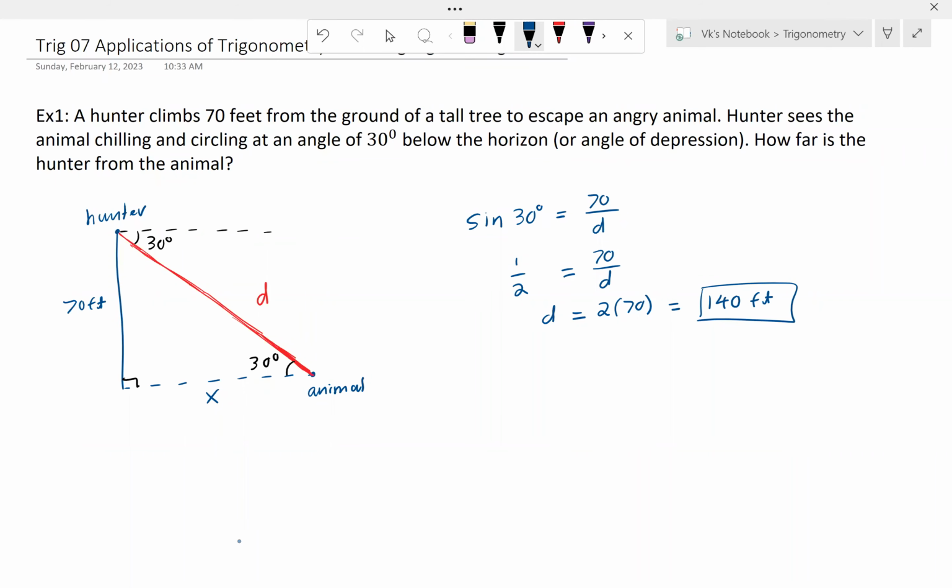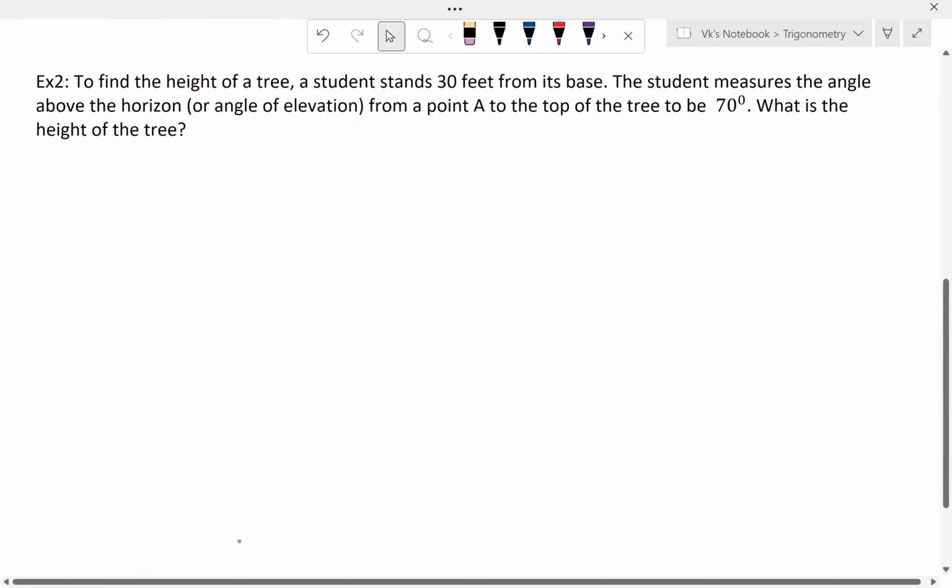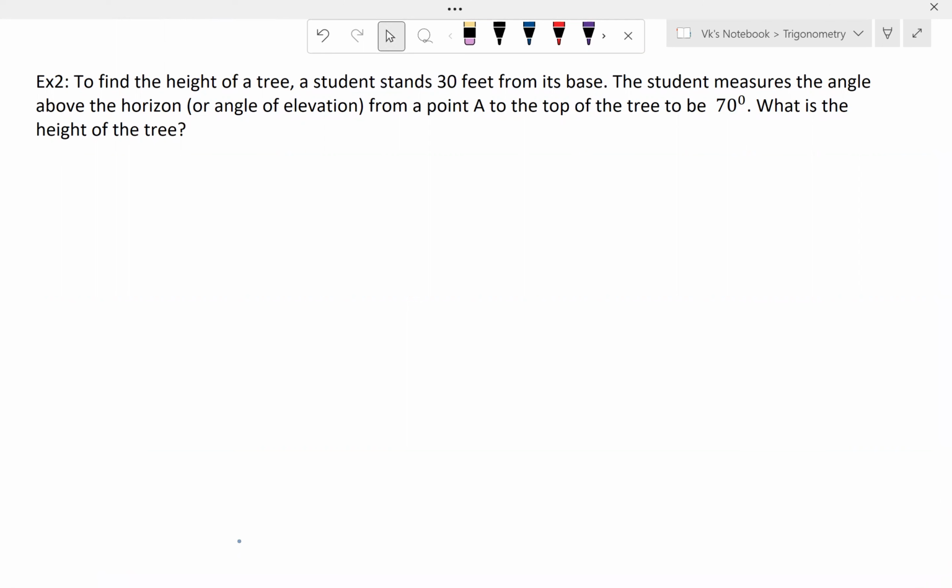Let's do another example. Example 2. To find the height of a tree, a student stands 30 feet from its base. The student measures the angle above the horizon, or the angle of elevation, from a point A to the top of the tree to be 70 degrees. What is the height of the tree?